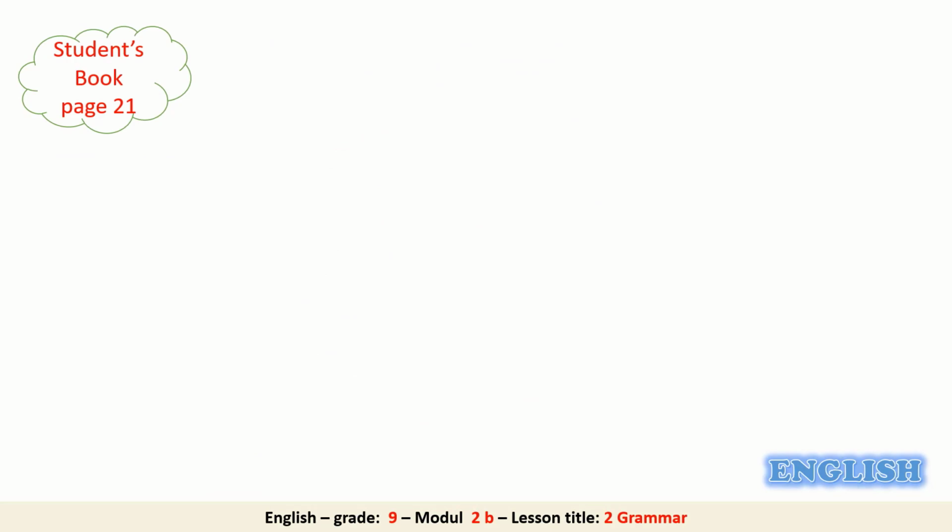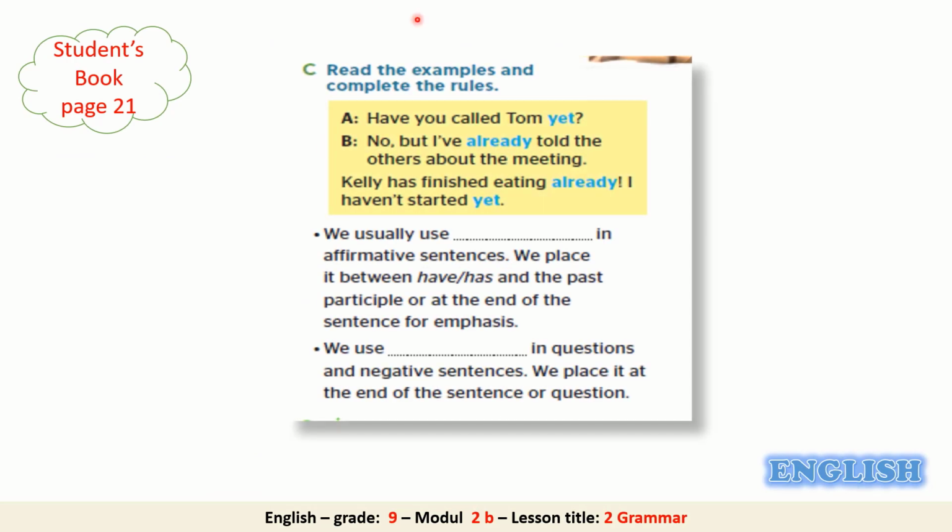Again, Students Book, page 21, and let's study this table. Read the examples and complete the rules. So here we have some examples, and here we have 2 rules. We are going to complete these rules after reading these examples. A. Have you called Tom yet? B. No, but I've already told the others about the meeting. Kelly has finished the meeting already. I haven't started yet. Now, let's complete these rules.